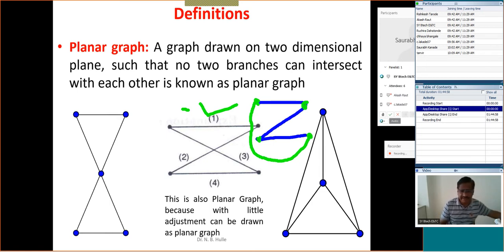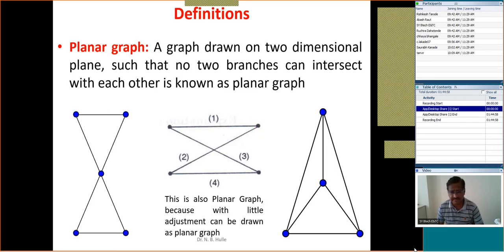So here in this particular case, there should not be the overlapping of the branches. And that graph is nothing but the planar graph. If there is the overlapping and we cannot avoid it, in that case that is the non-planar graph. Otherwise it is a planar graph. I will show the examples of the non-planar graphs also. This is the planar graph. Is it right? I will show the examples.